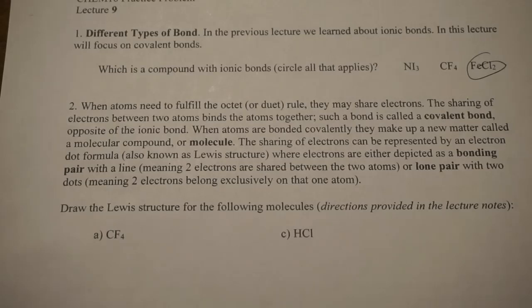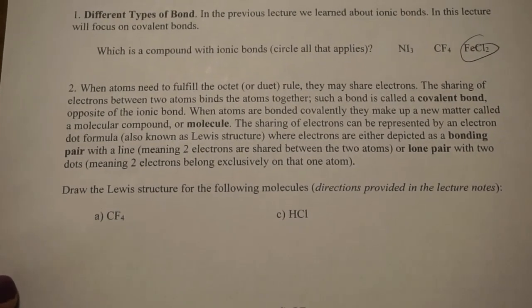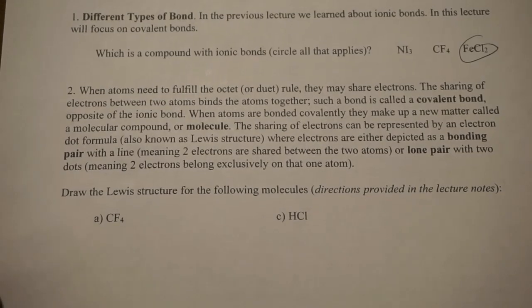molecule. The sharing of electrons can be represented by an electron dot formula, also known as a Lewis structure, where electrons are either depicted as a bonding pair with a line, meaning two electrons shared between the two atoms, or a lone pair with two dots, meaning two electrons being exclusively on that one atom. So, the question: draw the Lewis structure for the following molecules.